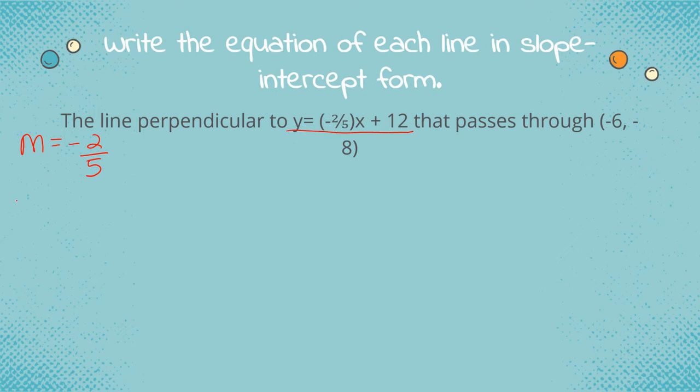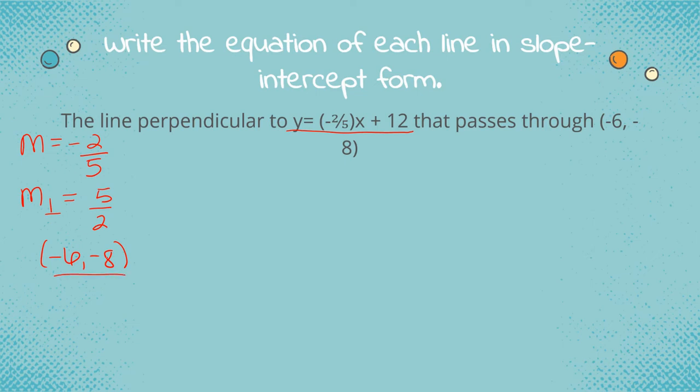So if I need to write the line of the perpendicular one from here, then I need to know that perpendicular means opposite. That means change the sign. So this one's going to be positive. And then reciprocal, which means I'm going to go ahead and flip it. So my new slope that I'm going to use for my new line is going to be 5/2. Now I'm going to continue reading on. This particular one is going to pass through the point -6, -8.